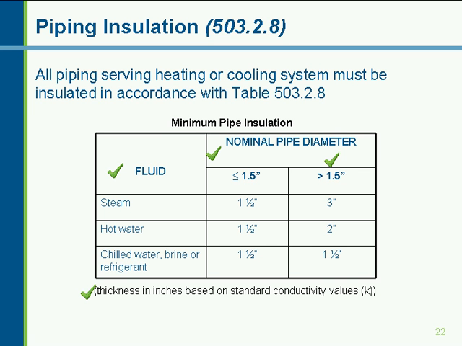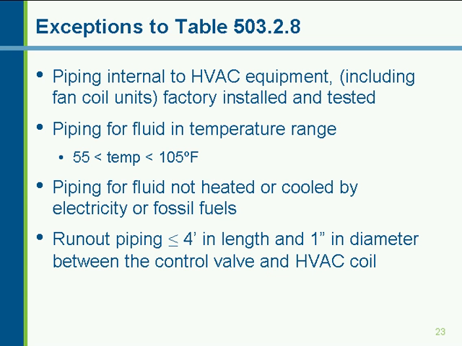If you use non-standard pipe insulation, you can still do that, but you've got to do a calculation to determine the thickness of insulation that is required. And there's some information provided in section 503.2.8 that gives more direction on that calculation. There are a number of exceptions to the piping insulation table. Piping that's integral to HVAC equipment, including package units, fan coil units, that's factory installed and tested, does not need to be insulated to the levels in the table.